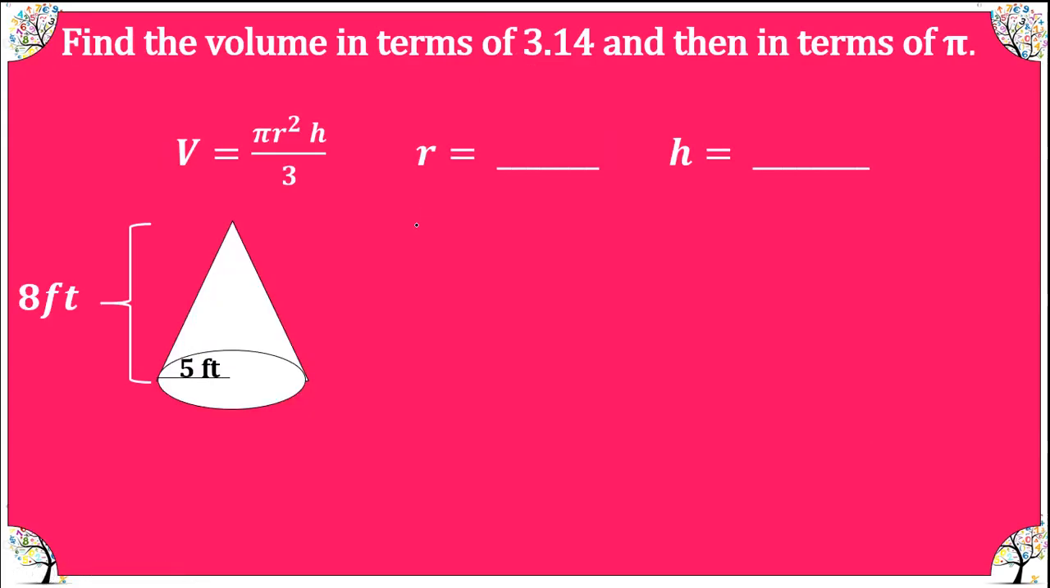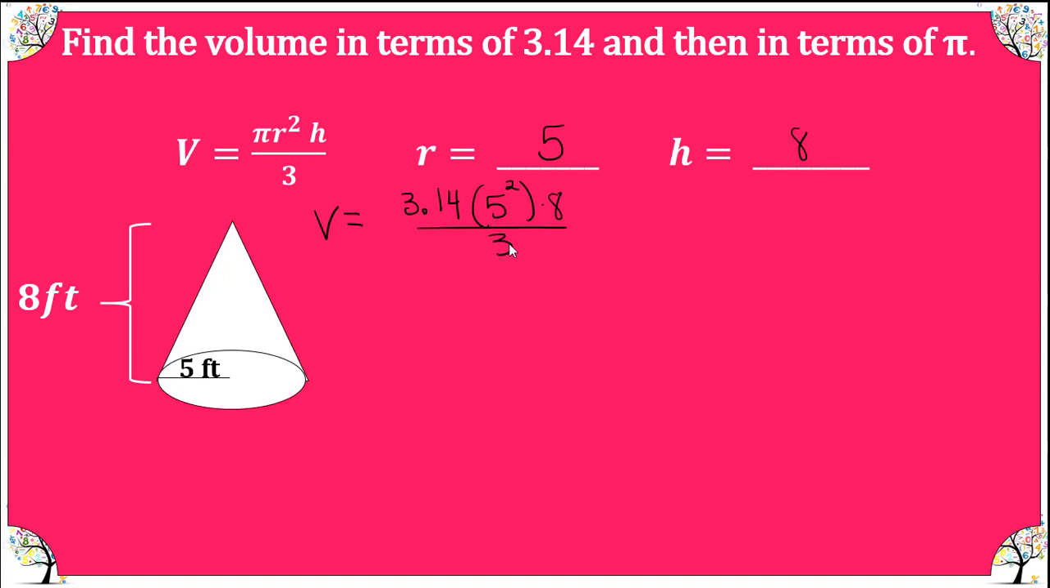So let's get started. Let's find the volume in terms of 3.14, and then we'll find it in terms of pi. So our radius is 5, and our height is 8. So the volume in terms of 3.14 is going to be 3.14 times 5 squared times 8 divided by 3. So we're simply going to use our calculator.